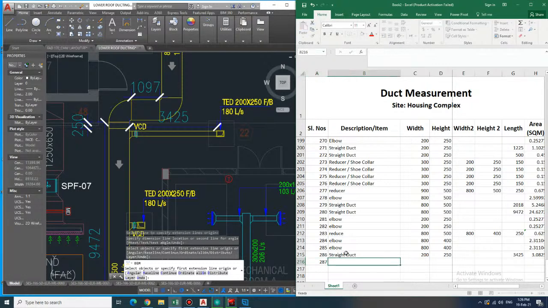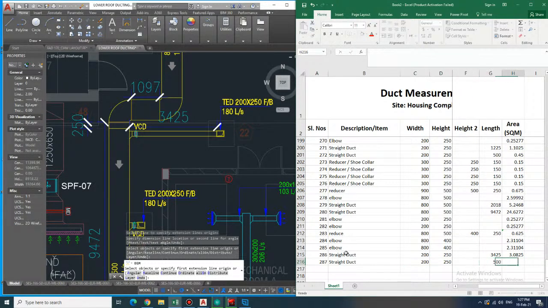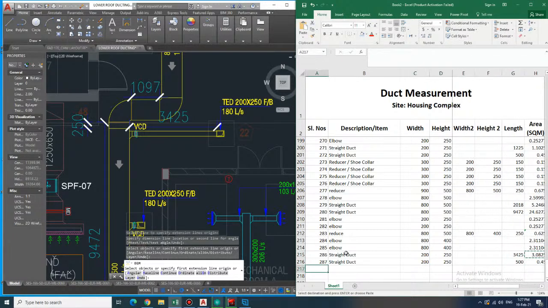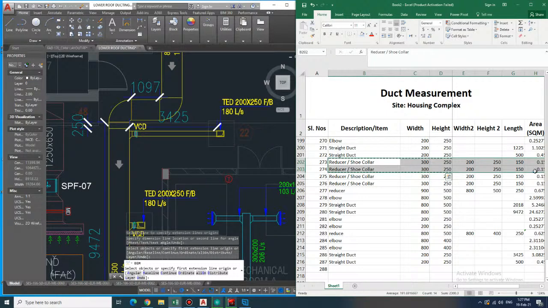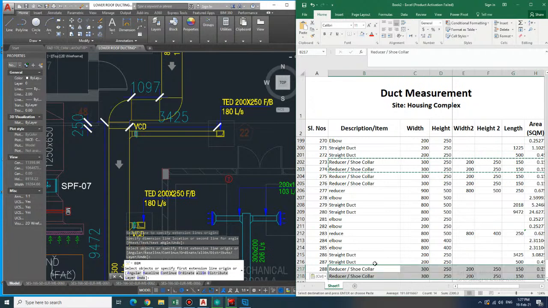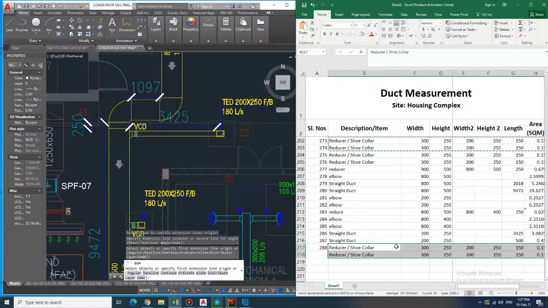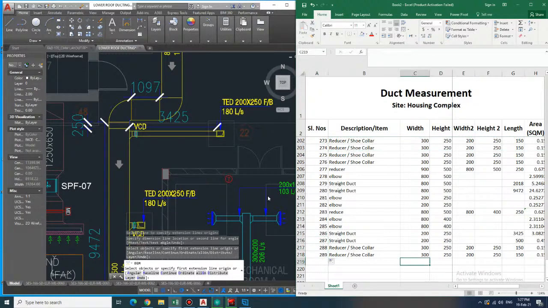287. Straight duct 200 by 250, 500. 288. We need to consider shoe collar. So two shoe collars to consider. Then go to this.